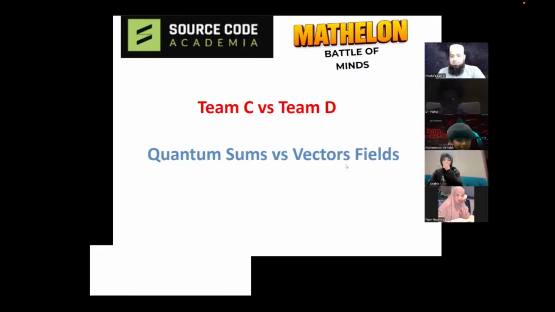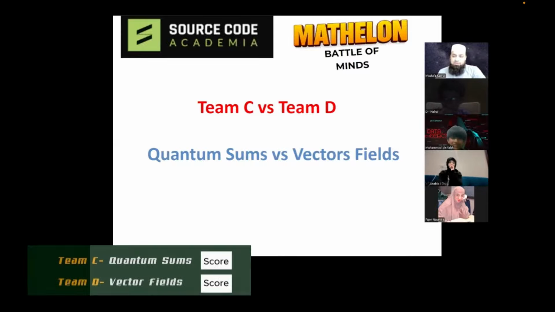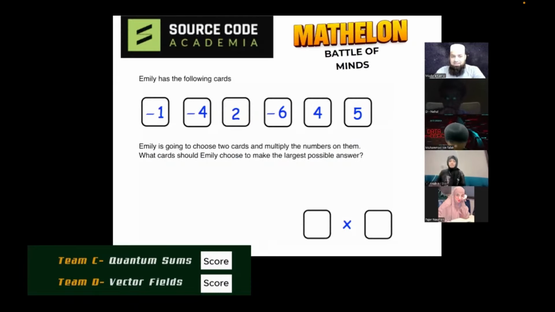Yes. Okay, thank you very much, everybody. We are here with Team C and Team D, the quantum sums versus the vector fields. The first question is on your screen right now. Emily has the following cards: -1, -4, 2, -6, 4, and 5. Emily is going to choose two cards and multiply the numbers on them. What cards should Emily choose to make the largest possible answer?